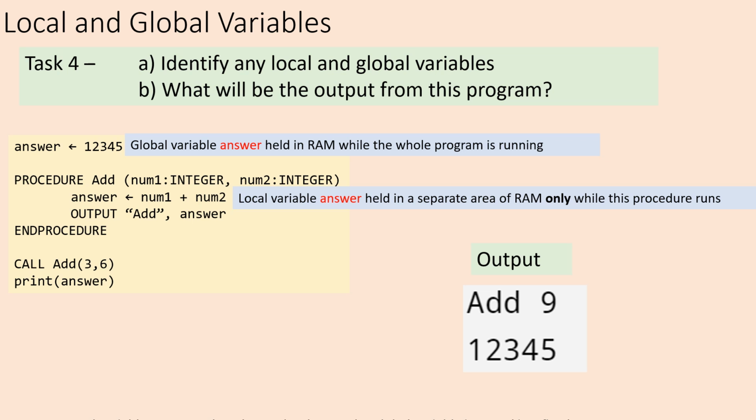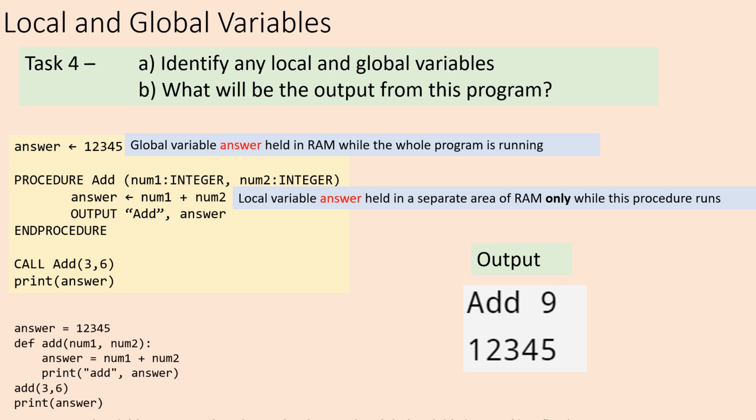So when we try and print answer, it's looking through all the variables. It can find a match here, this global variable, so we output 1, 2, 3, 4, 5. Okay, so that's a good simplified way of looking at a global variable and a local variable. Hopefully that made some sense, because you got a chance to practice another question.